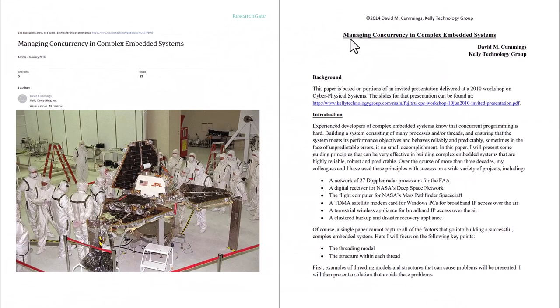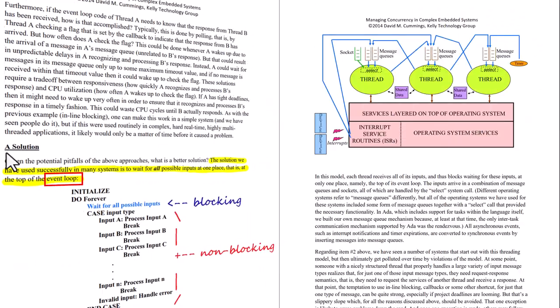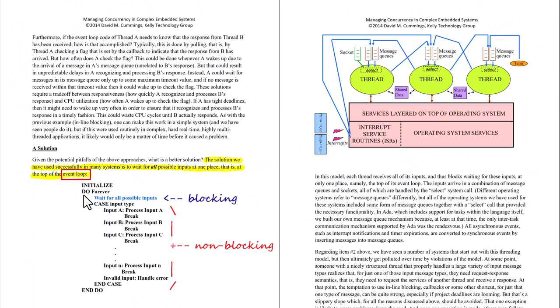For example, the article Managing Concurrency in Complex Embedded Systems by Dr. David Cummings describes the thread structure used consistently by NASA JPL in all Martian missions starting from Pathfinder in 1995. The recommended thread structure comprises the usual endless loop and the obligatory blocking call. But that blocking call does not wait for any particular event, but rather for all possible events.